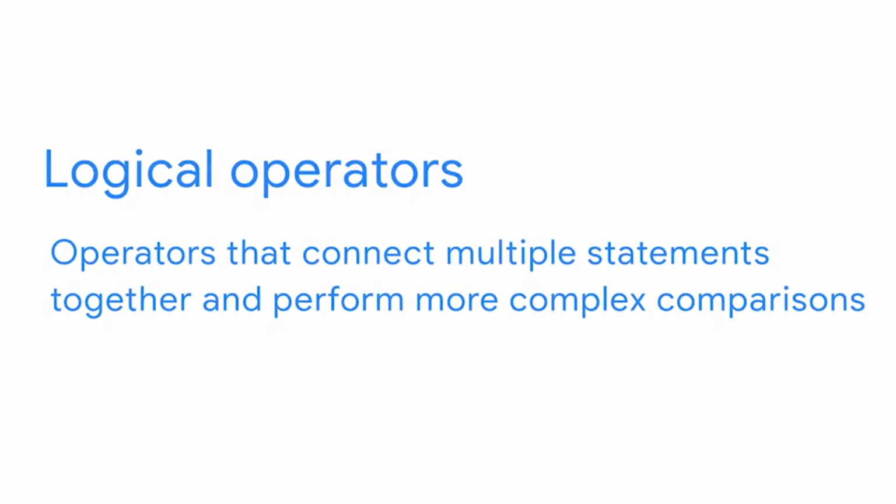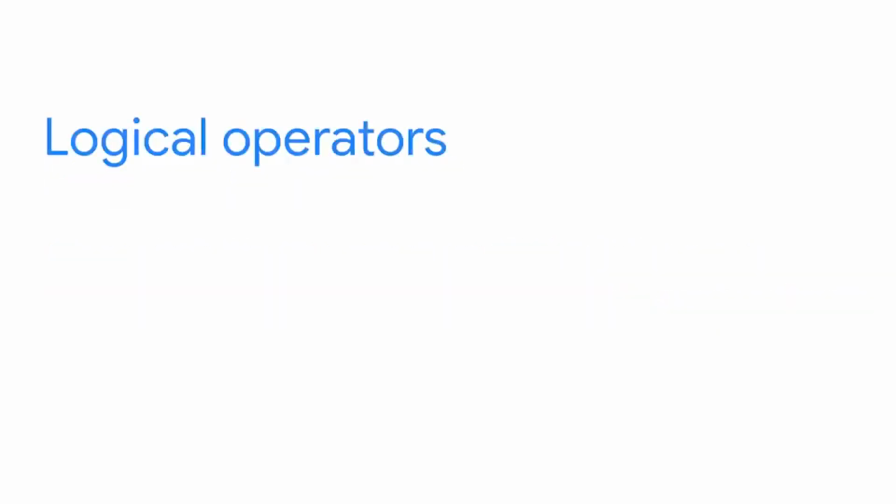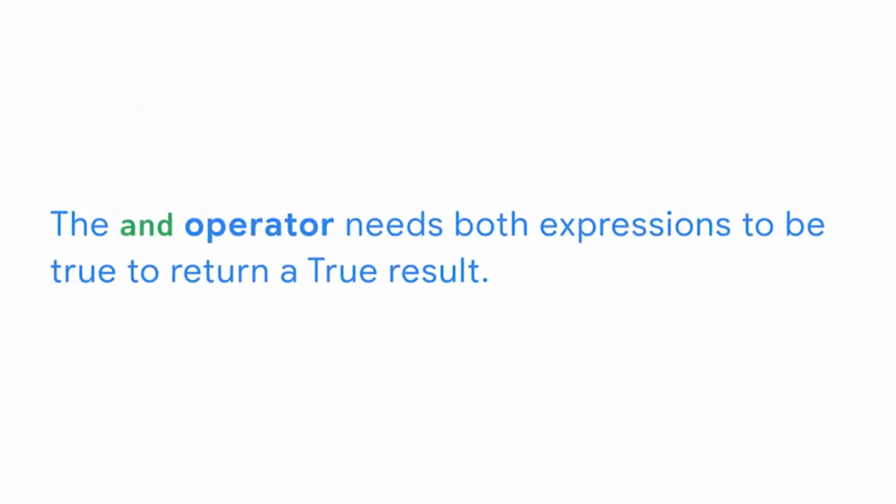Logical operators are operators that connect multiple statements together and perform more complex comparisons. Examples of these are the words and, or, and not. These operators allow you to connect multiple statements together and perform more complex comparisons. The and operator needs both expressions to be true to return a true result.